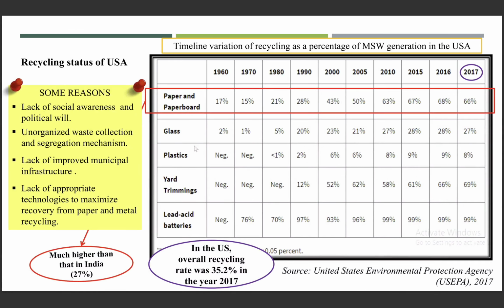So the recycling status in the US is given here, so we can see that nearly 66% of the paper and paperboard was recycled in 2017 in the US, and it has increased slowly from 1960 to 2017. So with more and more awareness among the people, and more efficient collection and segregation, the recycling of various materials has increased.